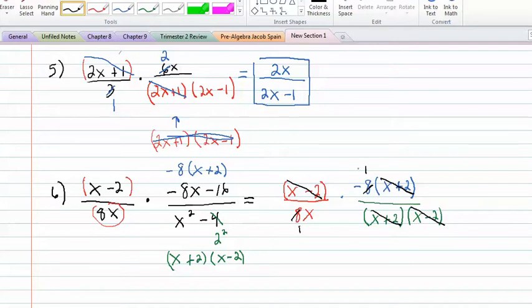Okay, what do I have left at the top of my fraction? I have a negative and a 1. At the bottom of my fraction, what do I have left? Everything was canceled except for this x. And that's my answer for number 6.